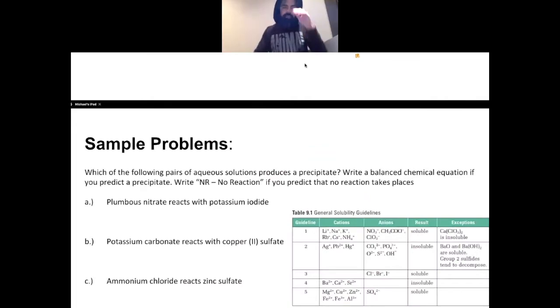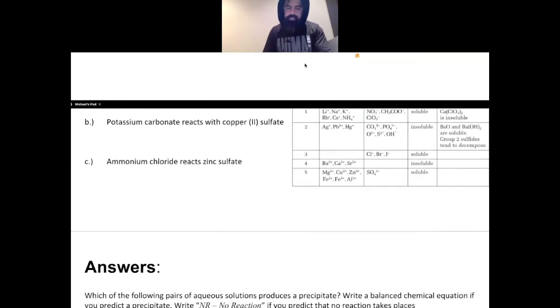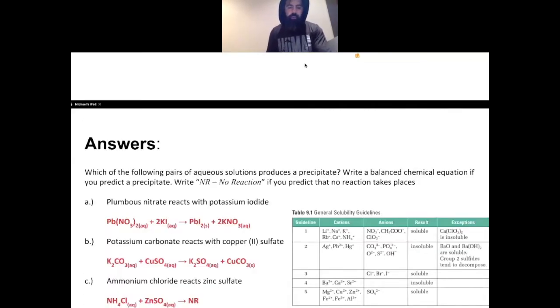So here are some sample problems. We're going to quickly go through these, but please take your time on your own and attempt these, and then compare them to the answers. Let's look at the answers here. We've got 2 of them that actually form a precipitate. The last sample problem does not. In fact, it is a no reaction.